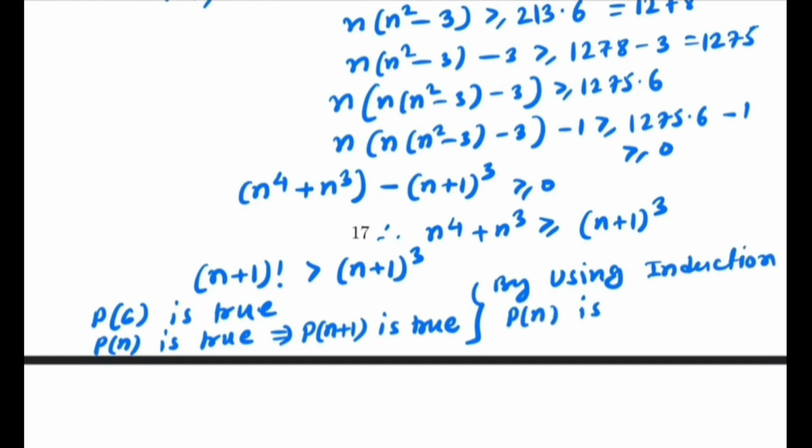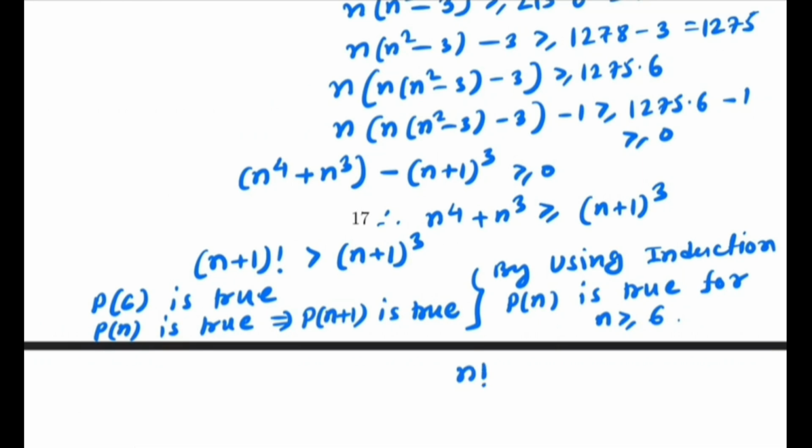So what we have got so far? The initial condition P(6) is true, and by assuming P(n) is true, we show that P(n plus 1) is true. So by using induction, we say that P(n) is true for n greater or equal to 6. So we have n factorial is bigger than n cube for every n bigger or equal to 6. So we are done.